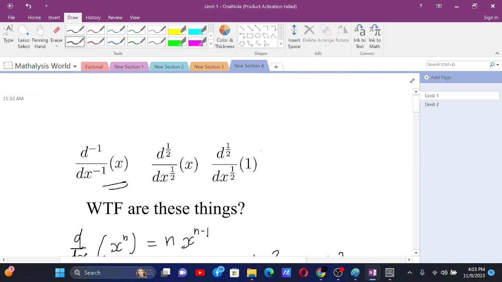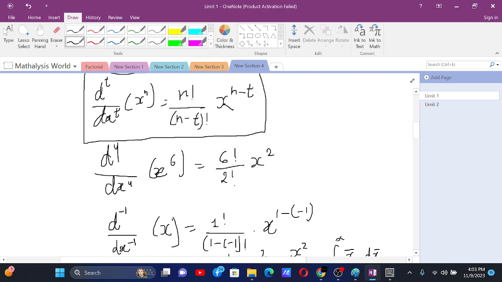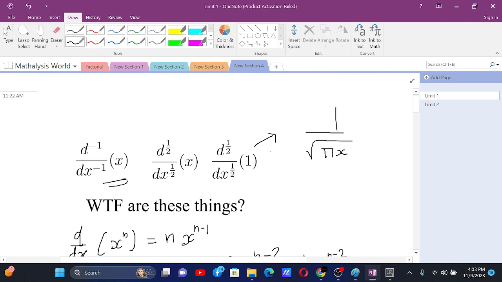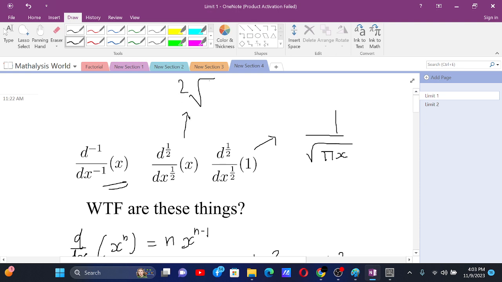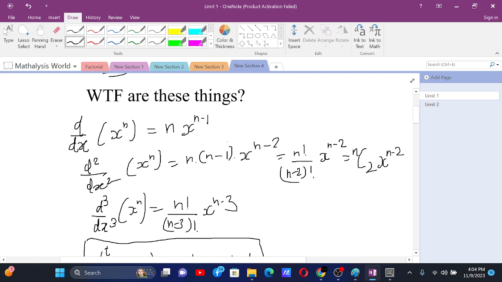So let us just quickly write this down. We have this one as 1 by root pi x, which was a wonderful result, and the other one was 2 times root x by pi, and then this one was just the integral from 0 to x of x̄ dx̄, where x̄ is the other variable. So this was it.